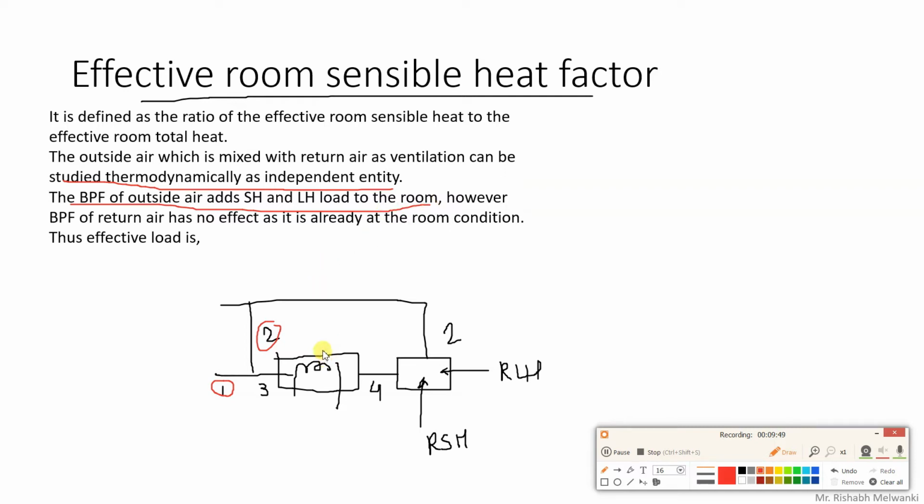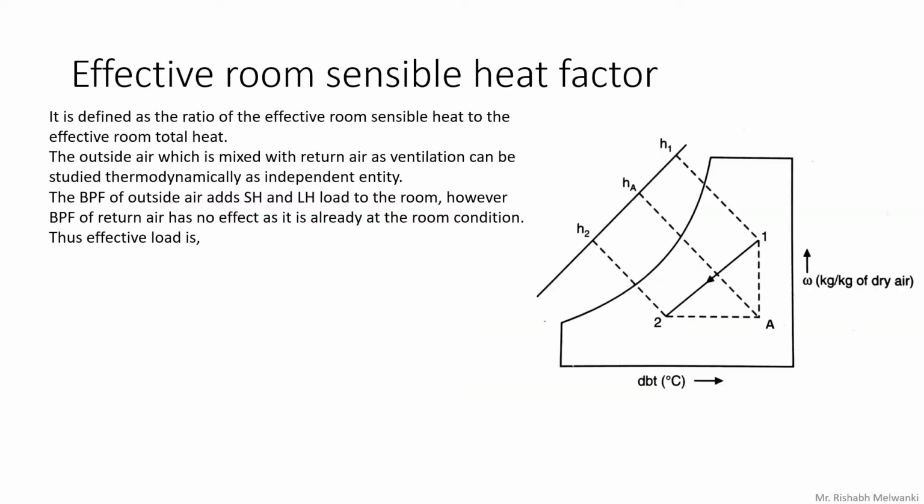So because of that, what will happen? Here you can see outside air is there, and some air will be bypassing the cooling coil, and that will add up to the load in the room. However, the bypass of return air has no effect as it is already at the room condition. We have discussed this. It is already at the room design condition, so return air doesn't have any effect on the load. So that is why we have to calculate effective room sensible heat factor. Now how to calculate this, we will see.